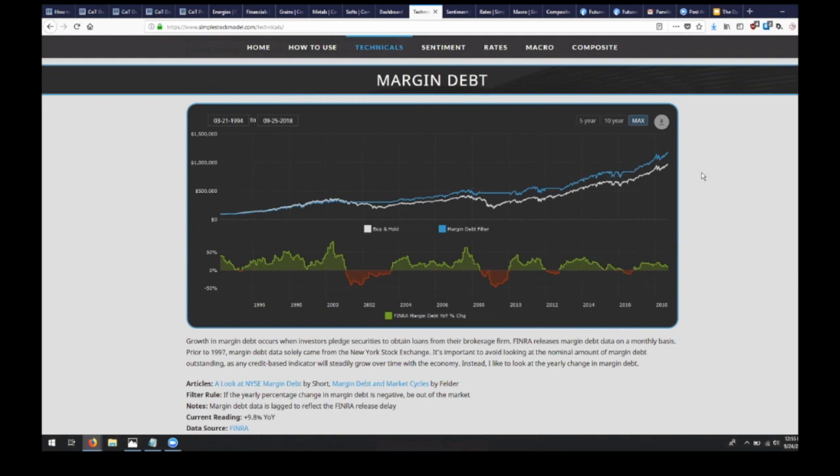The things to watch out for with margin debt are rapid accelerations, like we saw before the previous two tops, and also rapid decelerations, meaning that traders are quickly reducing their leverage. Neither of those are happening right now.